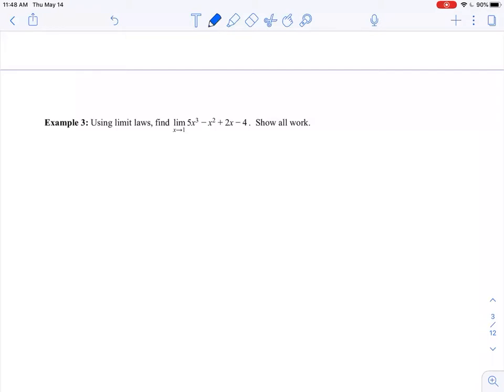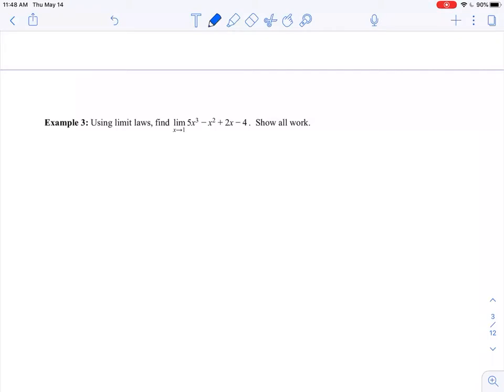So here in this example, I have the limit as x approaches 1 of 5x cubed minus x squared plus 2x minus 4. And in this case, this is a cubic function, right? My highest power is 3. This isn't a linear function, so I don't know if I can just take that number and plug it in. I have to fall back on my limit laws here.